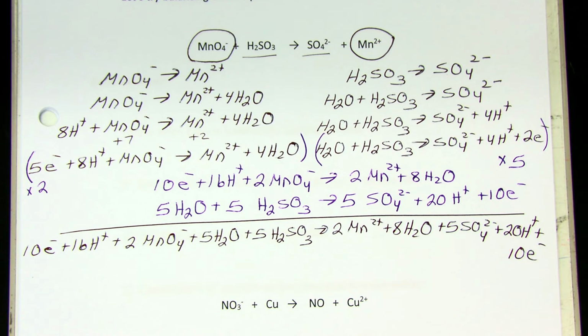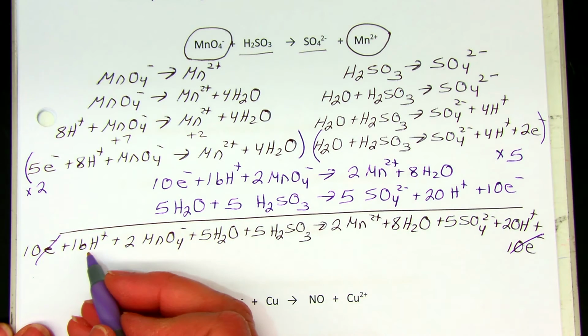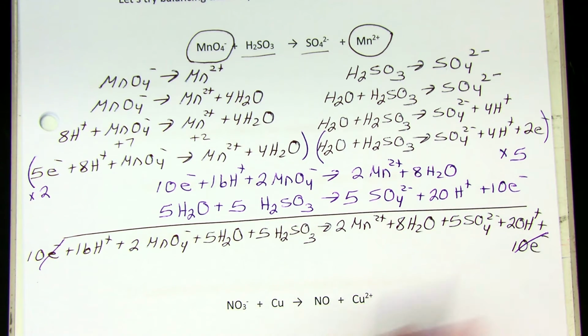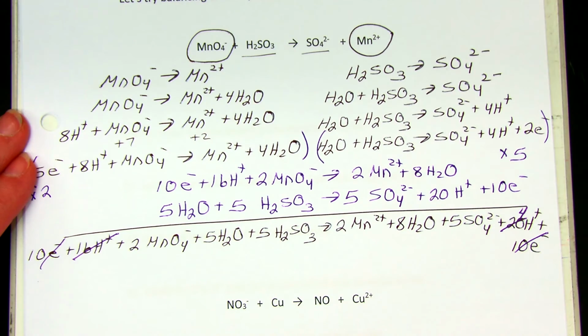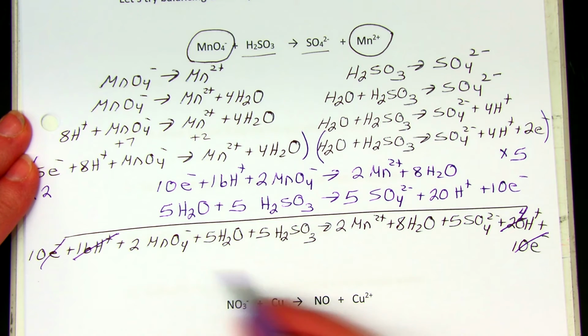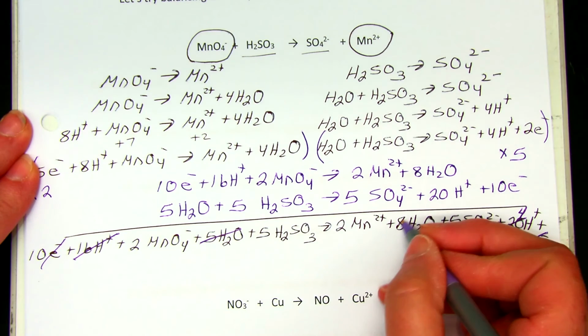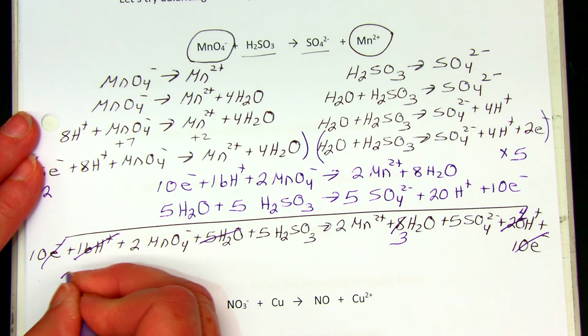Now I look at this and I say, what appears on both sides that I can cancel? Well, I can cancel 10 electrons from each side. I have 16 hydrogen ions here, and I have 20 hydrogen ions on the other side. So I can cancel 16 hydrogen ions. That leaves me 4 hydrogen ions on the right. 2 permanganate, no permanganate. 5 waters, 8 waters. I can cancel 5 waters, leaving me 3 on this side. So now I'll rewrite it looking at what's left.